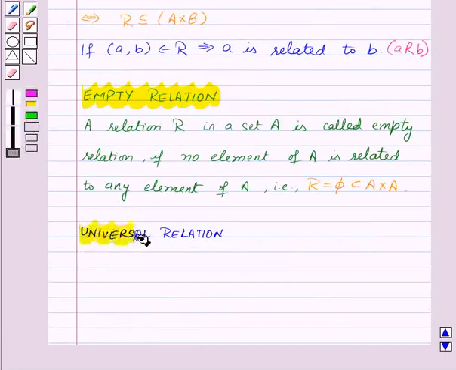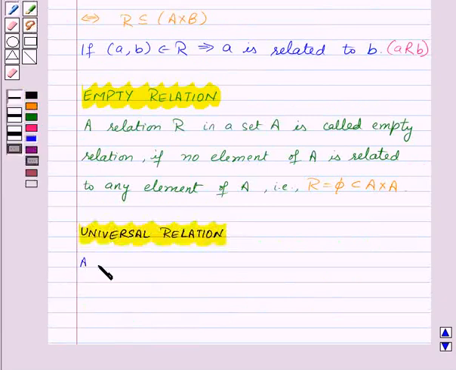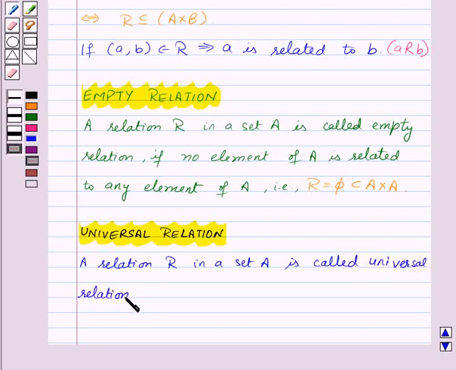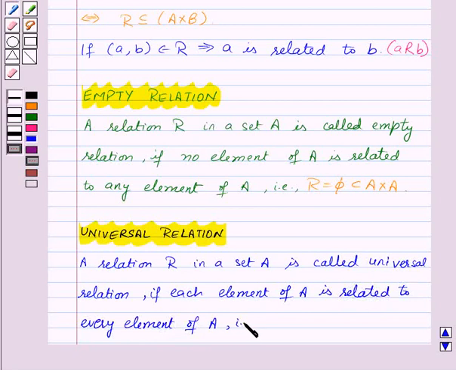Next we have universal relation. A relation R in a set A is called universal relation if each element of set A is related to every element of A, that is R is equal to A cross A, which is a subset of A cross A. Now, both empty relation and universal relation are sometimes called trivial relations.